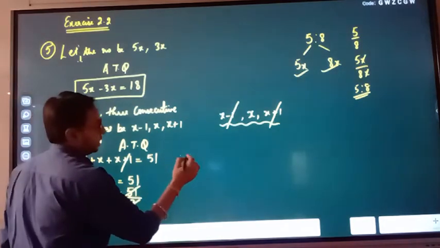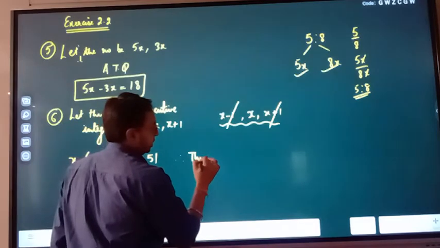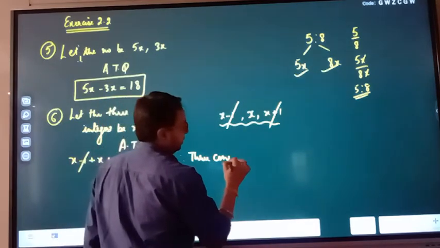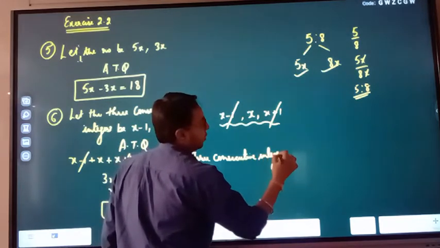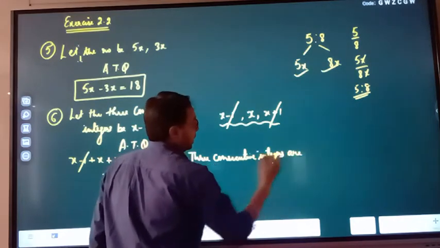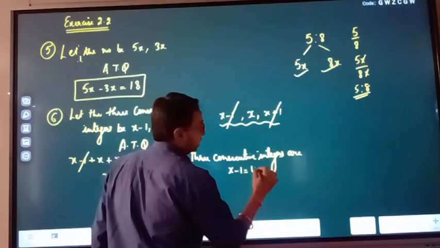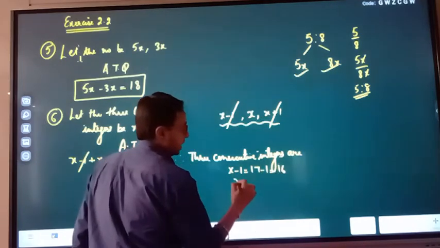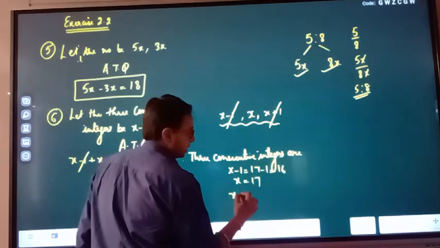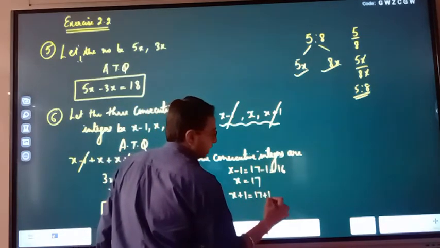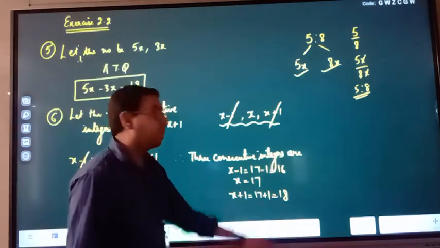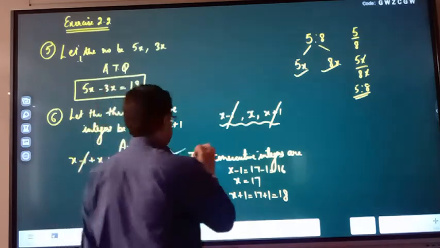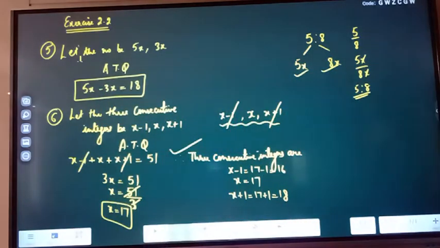Therefore, the 3 consecutive integers are x minus 1, that is 17 minus 1, 16, x is equal to 17, x plus 1, 17 plus 1, 18. If you add up 17 plus 18, you'll be getting 35. 35 plus 16, 51. Hence verified. This is the best way to represent this particular solution. Clear? Next, question number 7.